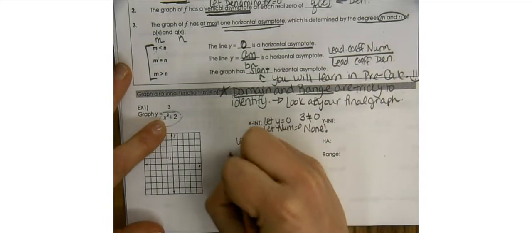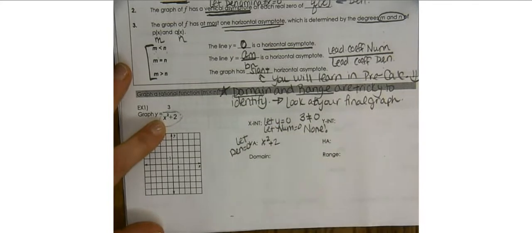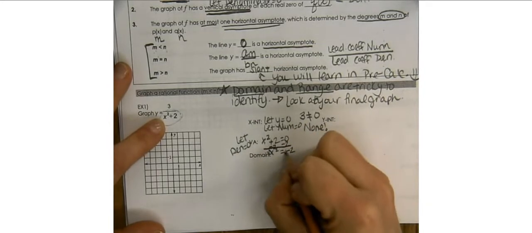My vertical asymptote, that happens when you let the denominator equal 0. So I'm going to let x squared plus 2 equal 0, and I'm going to solve for x. So I'm going to write x squared plus 2. I'm going to let the denominator equal 0. I have x squared plus 2 equals 0. I'm going to subtract 2 on both sides, and I end up with x squared is equal to negative 2. In order to get rid of the square, I'm going to take the square root of both sides, and I end up with x is equal to plus or minus i square root of 2.